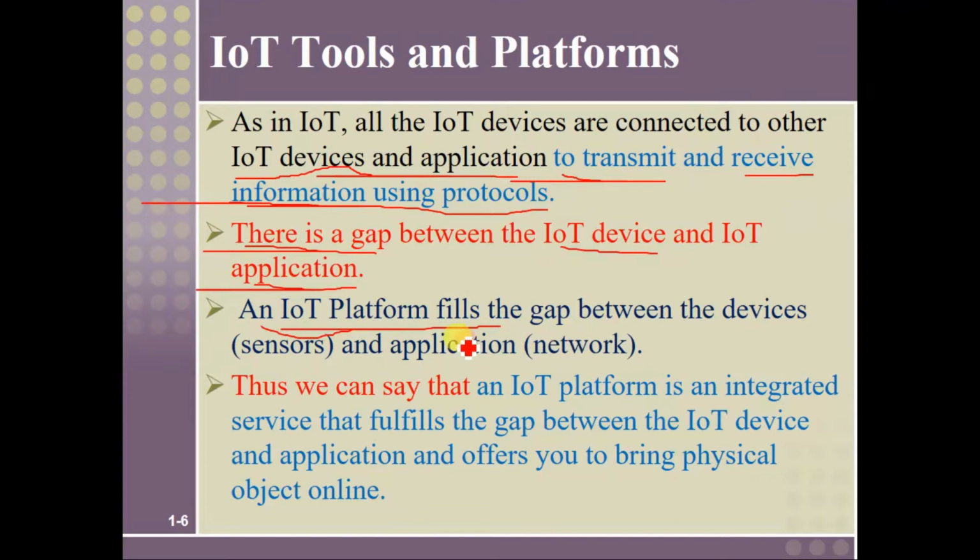Thus, we can define an IoT platform as an integrated service that fulfills the gap that exists between IoT devices and applications, and brings physical objects online. It paves the way for physically existing devices to be online by connecting different IoT devices within its application. Am I right?